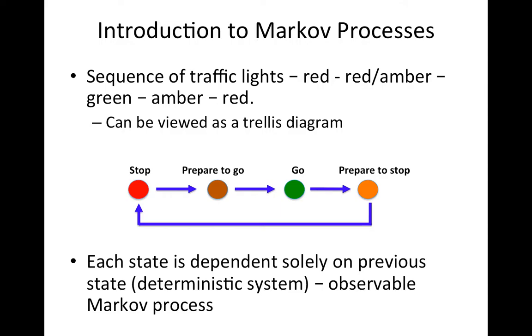Okay, so the key characteristic of a Markov process is that each of these are called states, right? They are dependent only on the previous state. The go does not depend on the red, it only depends on red amber, right? So this is a classic example of a Markov process, that every state should be dependent on the previous state.